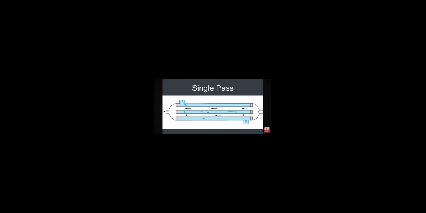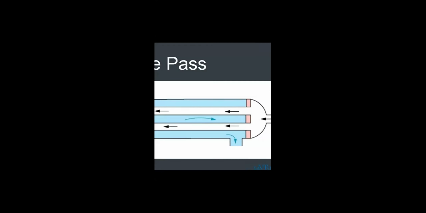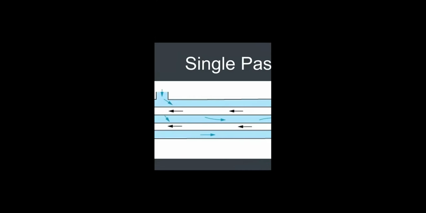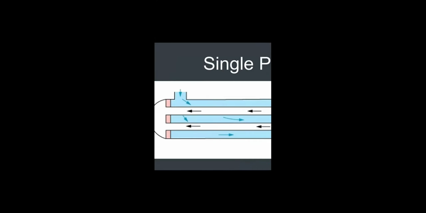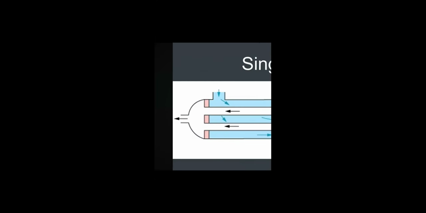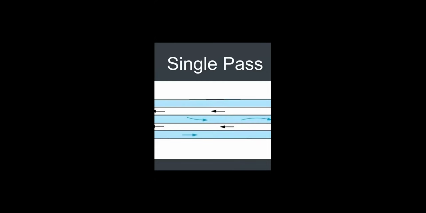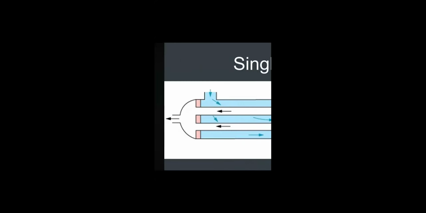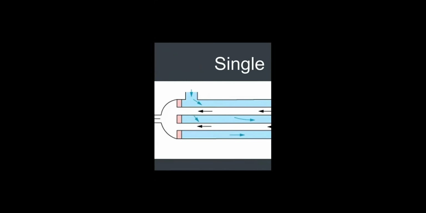And this is a single pass tube. Single pass means there is flow only from one side to the other side. This side is inlet, this side is outlet, and on this side is the coolant inlet and outlet outside.